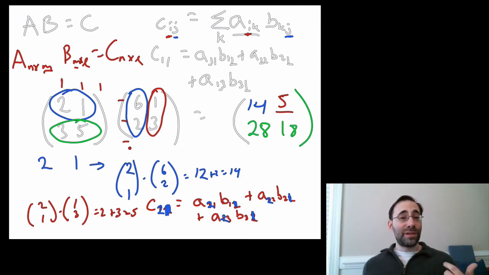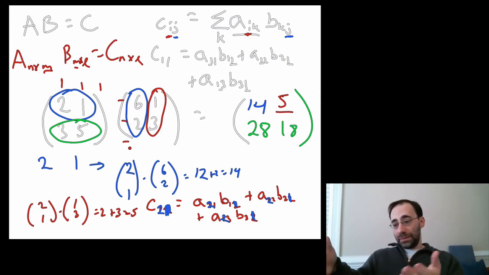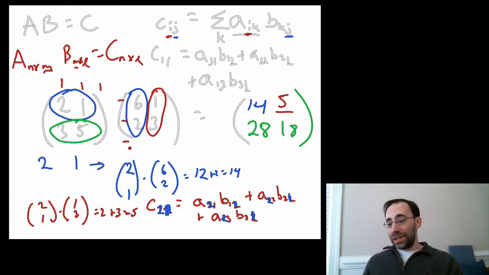So the number of columns in the first matrix must equal the number of rows in the second matrix in order to multiply two matrices. If they're not equal, you cannot multiply two matrices. It's impossible. Okay, so there's that. So there you go. That is matrix multiplication, and that's the main thing you note here.